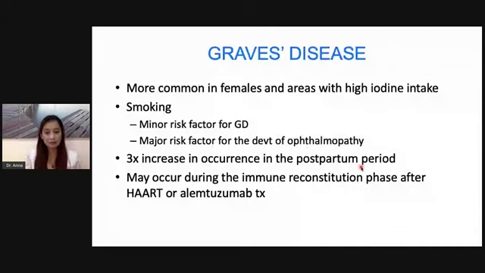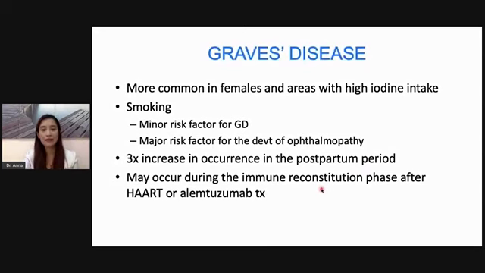And once the mommy has delivered, usually the Graves' disease will come back. Or if the patient has had no Graves' disease, the occurrence of Graves' is usually higher in the postpartum period. It also may occur during the immune reconstitution phase after your treatment with BRTs.